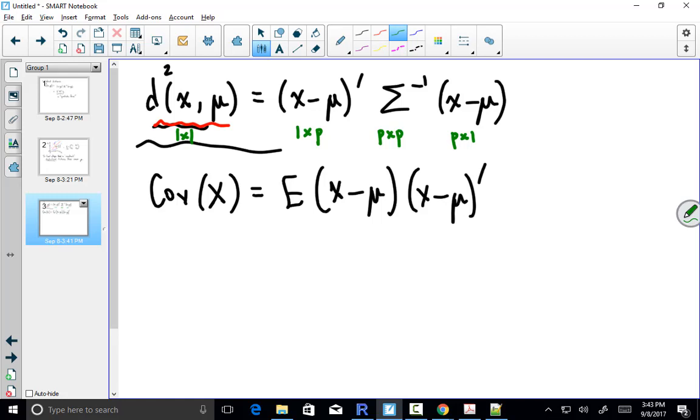But the covariance of x, what we've called capital sigma, is p by p. So the expression looks a little bit different because the dimensions need to be just so. This first difference is p by 1, and then it's multiplied by a 1 by p. If you multiply a p by 1 with a 1 by p, you get back a p by p.